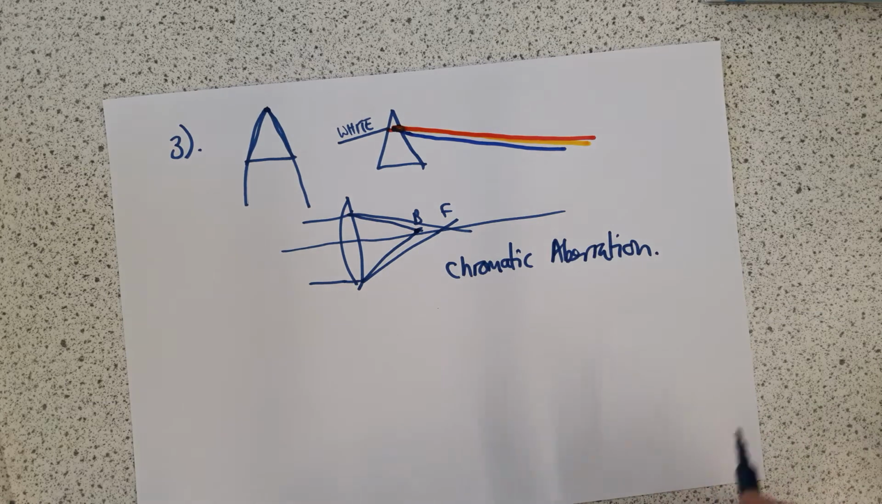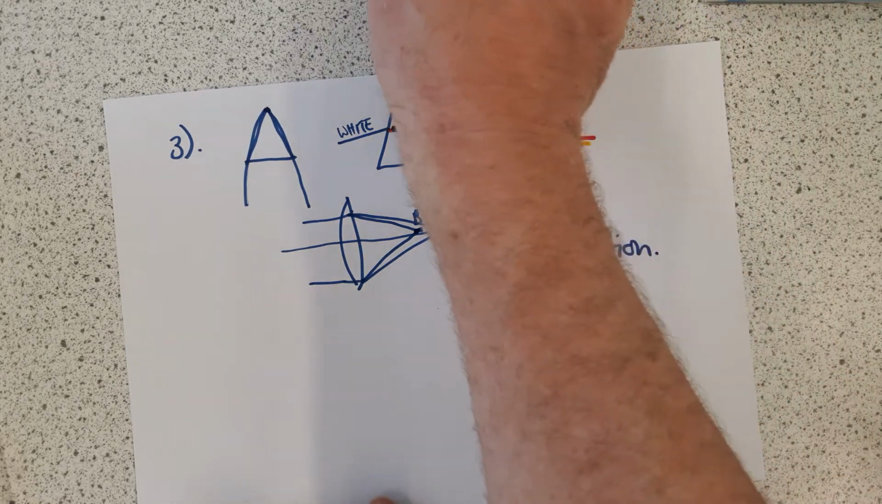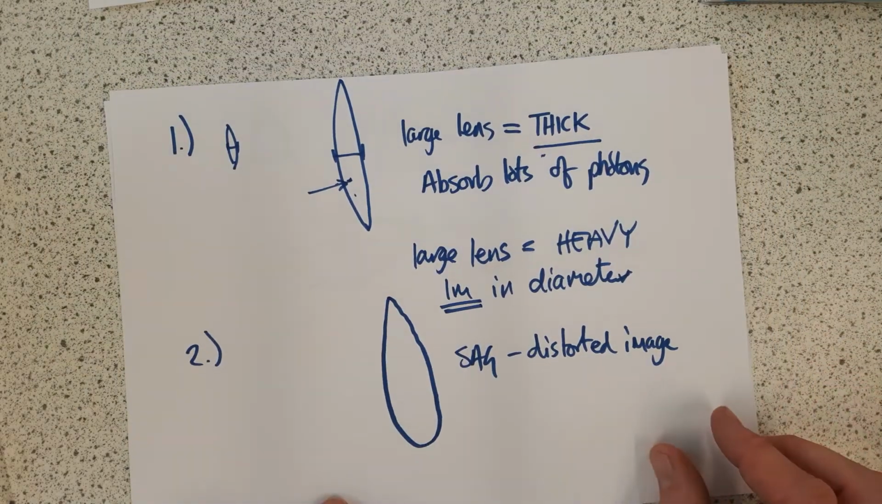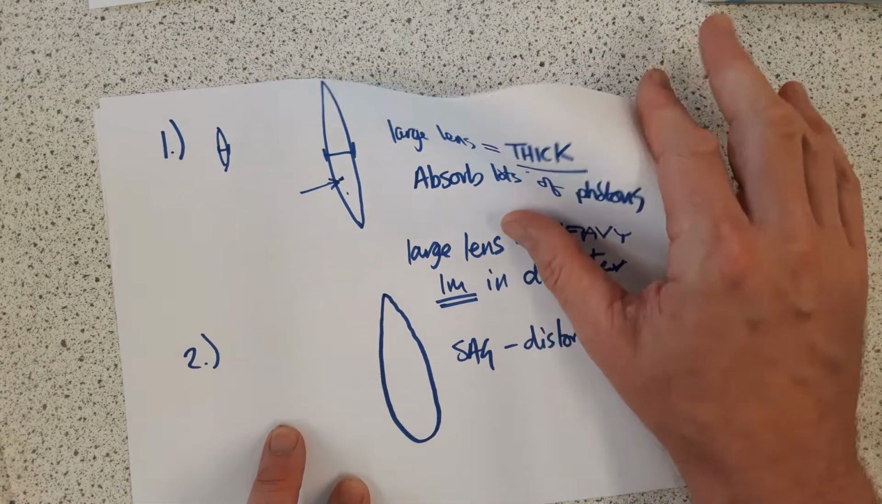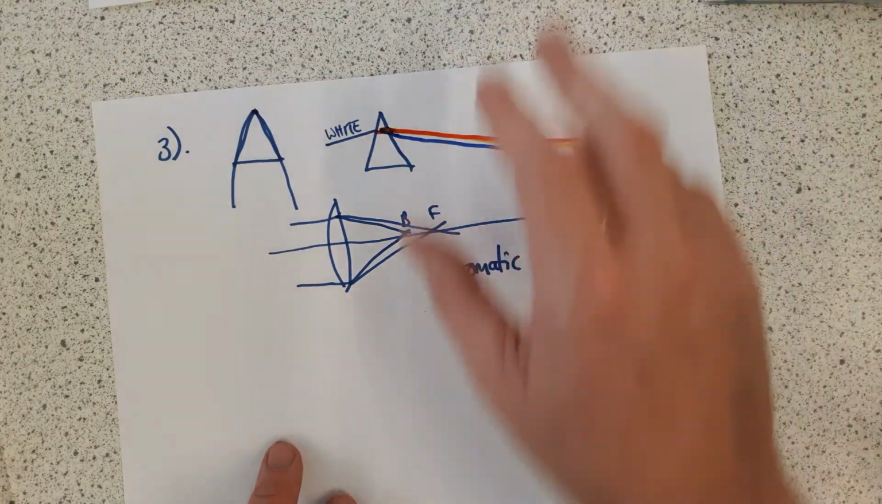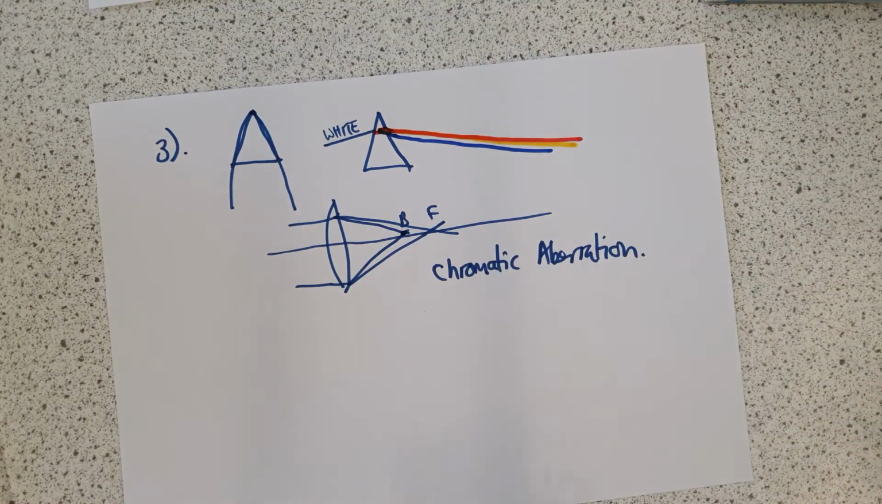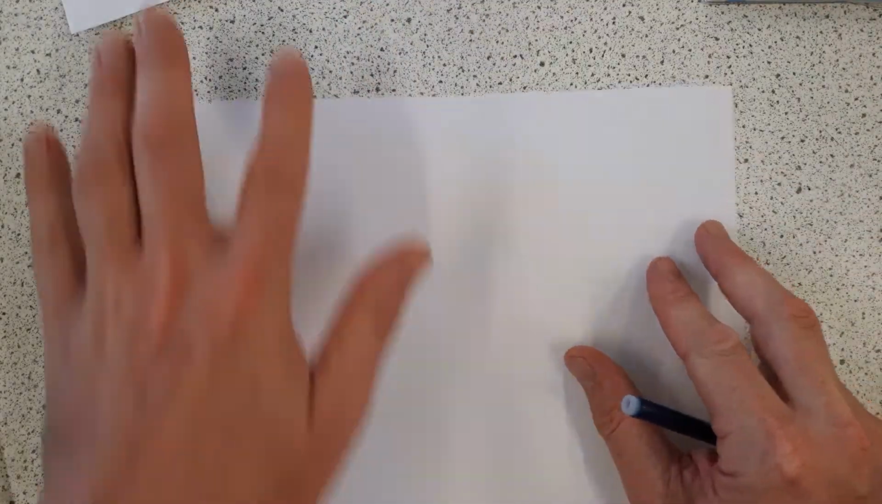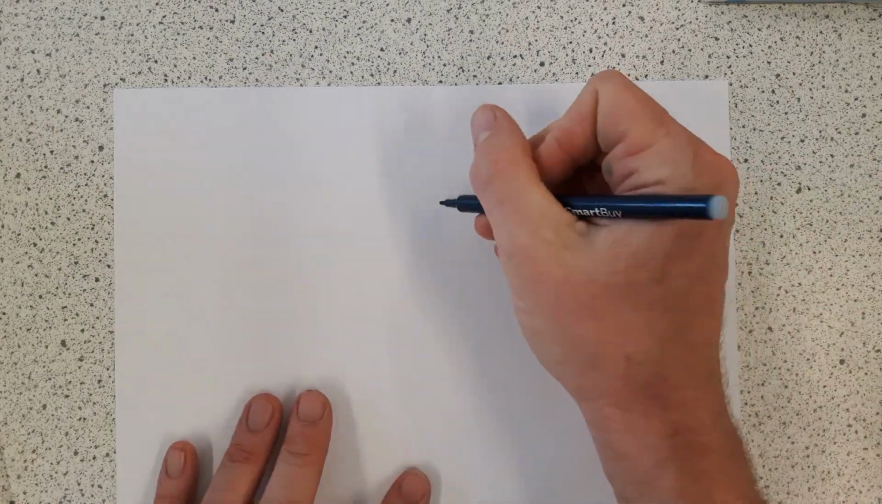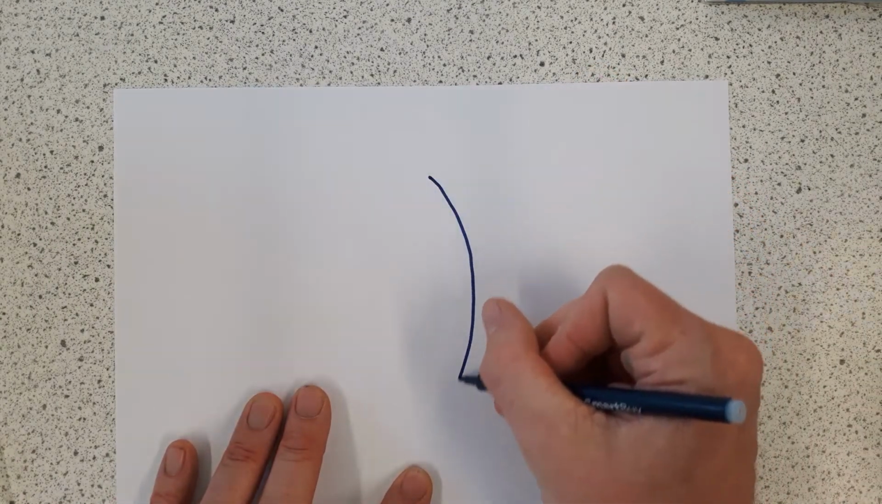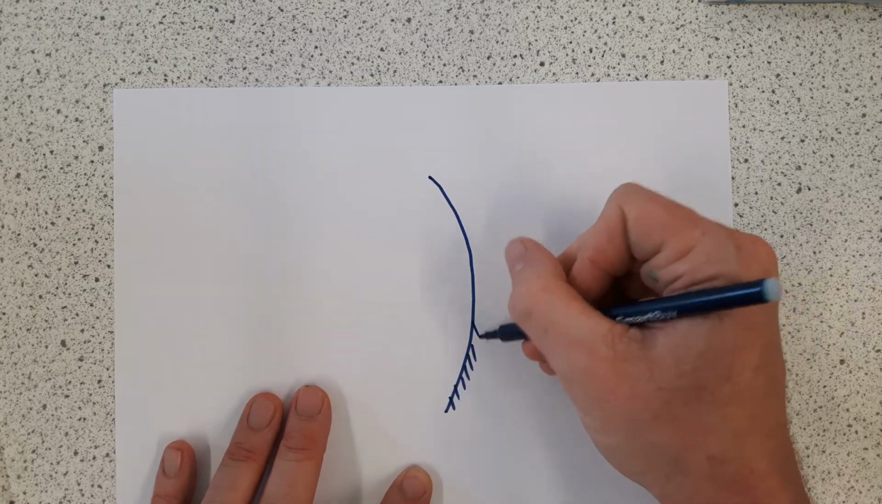So those are three reasons not to use a glass lens in a large refracting telescope: the lens will be too thick, the lens will be too heavy, and you will get all of this chromatic aberration. The solution is to make a telescope that brings rays together by reflecting them instead of refracting them. So a reflecting telescope works on the principle of having a curved mirror.